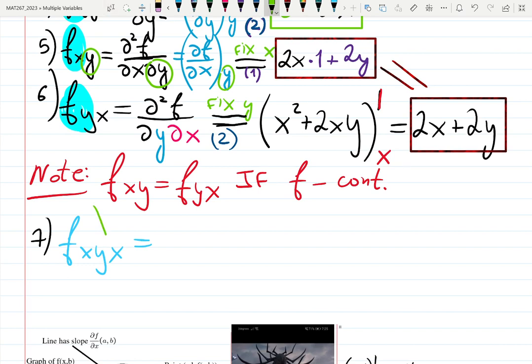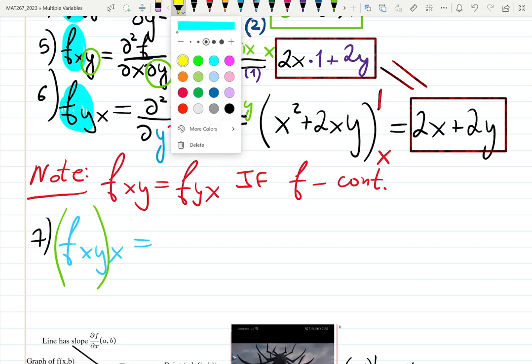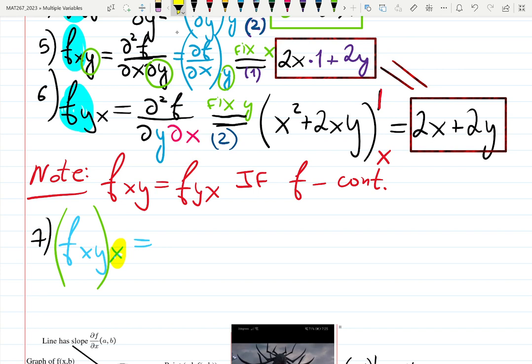Where to look tells you everything before the last variable. So x, which is the last variable, is what to do. Let me change the color to yellow. The last variable tells you what to do. Everything before that tells you where to look. I'm going to look for fxy. To find fxy, you find f with respect to x, then fx with respect to y, and now you look there.